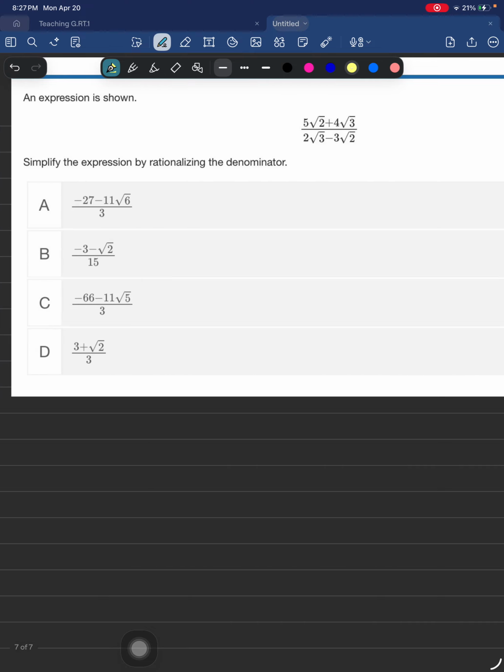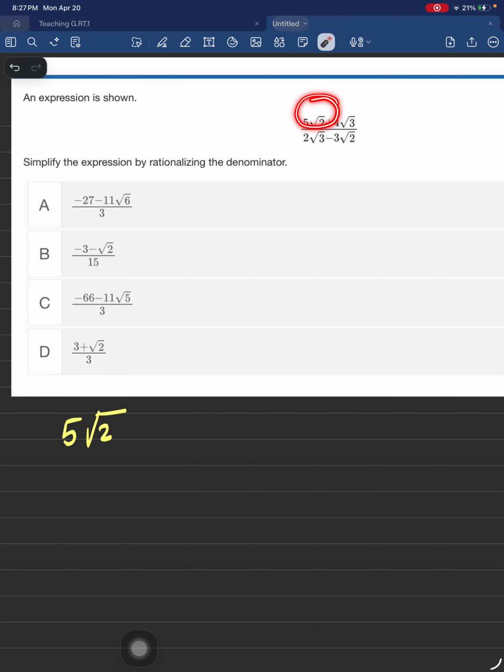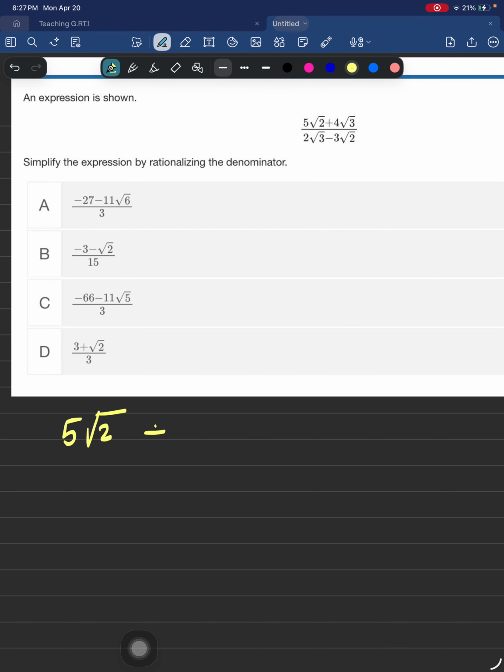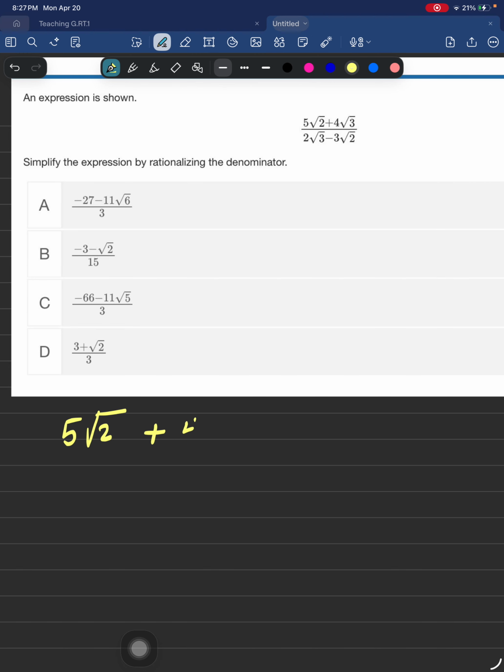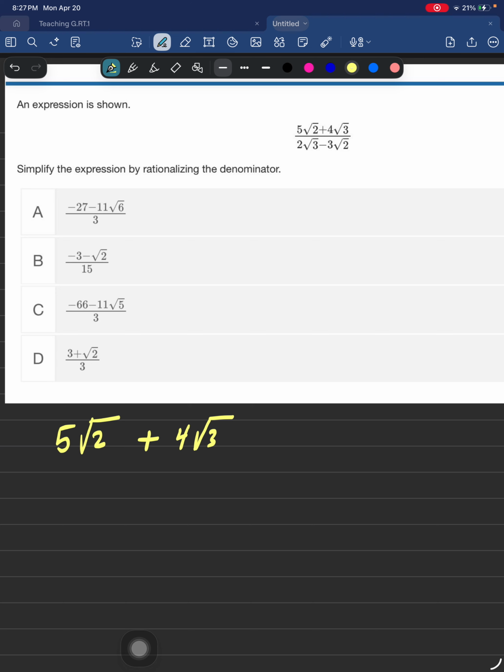the expression again as follows. So we have 5 square root of 2, and exactly I'm talking about this side, then plus 4 square root of 3, and we have in the denominator 2 square root of 3 minus this side, which is 3 square root of 2.